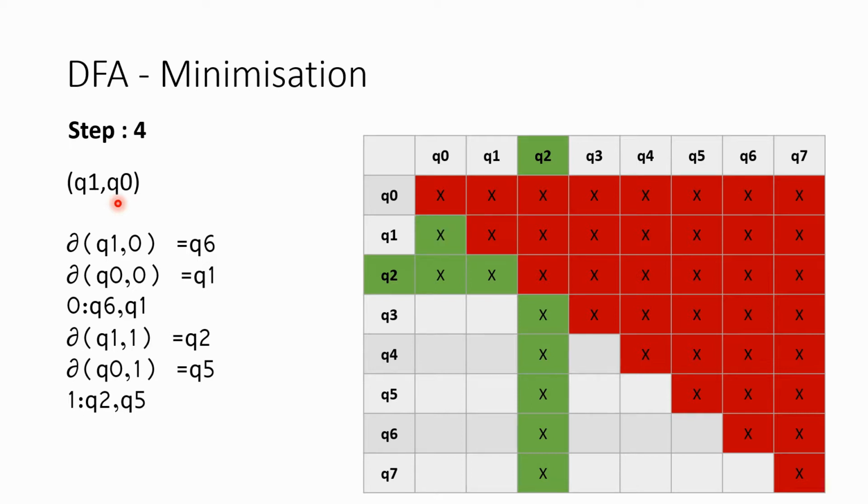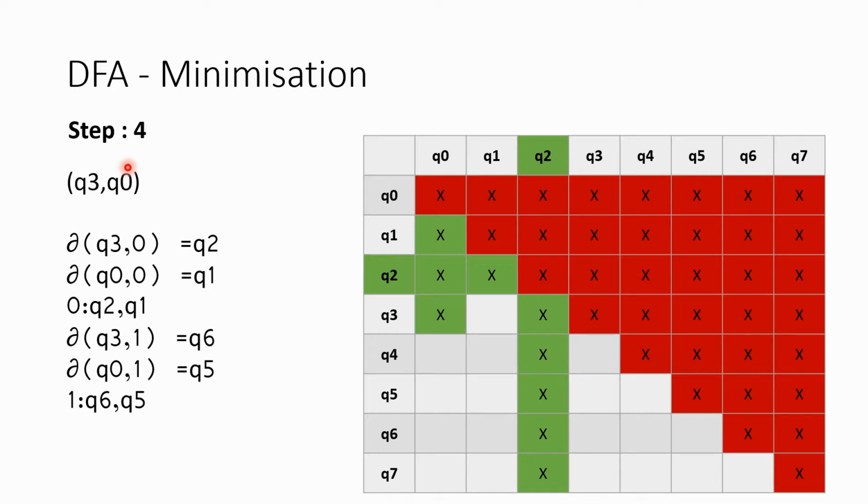Now we have to select the next tuple set Q3, Q0, and find the transition function for the same. Q3 on the input 0 changes to Q2, Q0 on the input 0 changes to Q1, and similarly Q3 on the input 1 changes to Q6 and Q0 on the input 1 changes to Q5. Now we can see that Q2, Q1 is already marked as non-equivalent, and for Q6, Q5 we don't know anything yet. But we already have one pair marked as non-equivalent, so we can mark Q3, Q0 as a non-equivalent set.